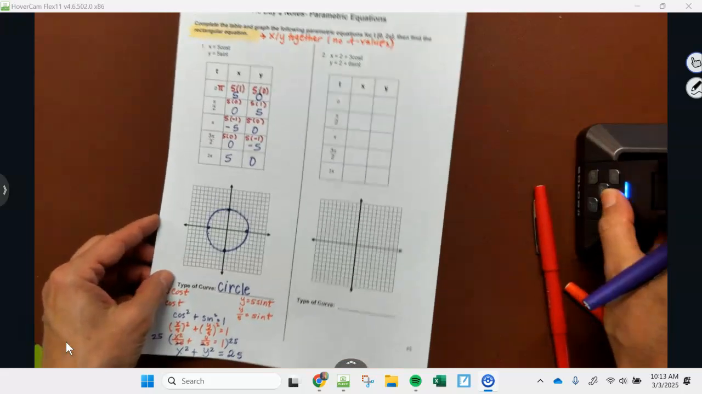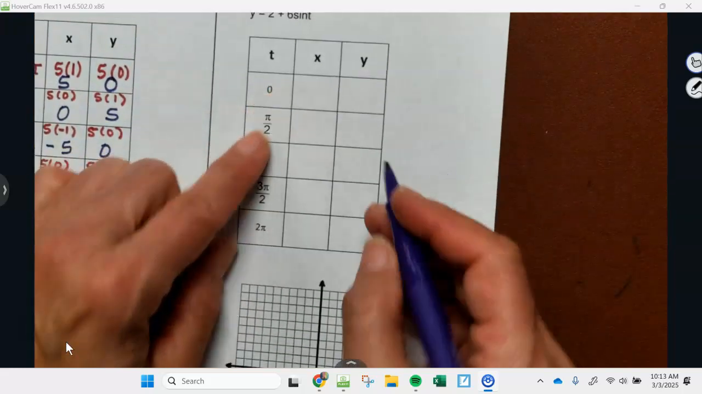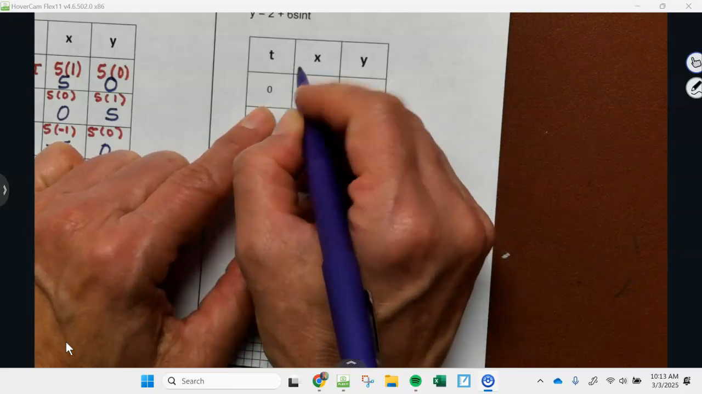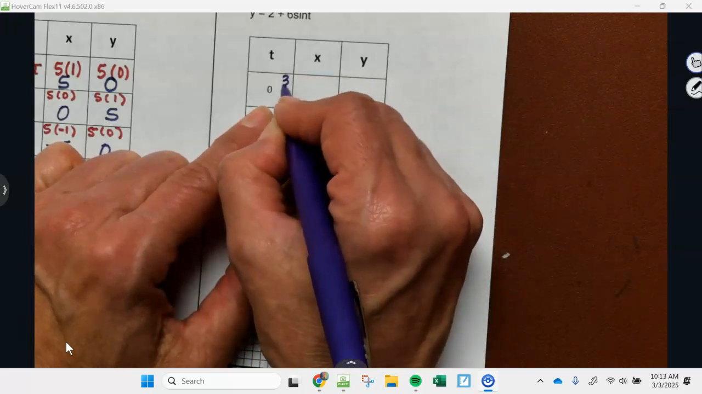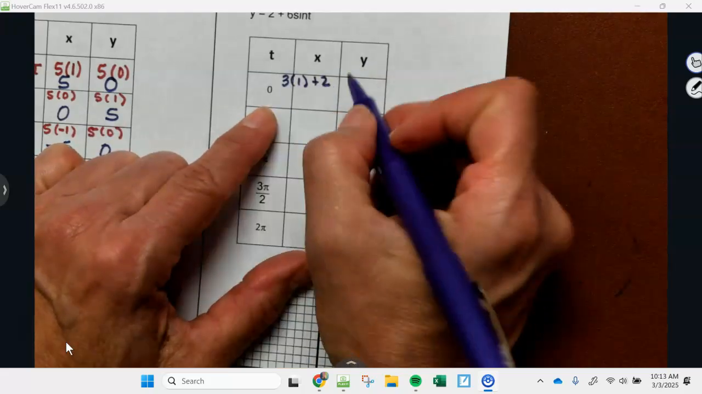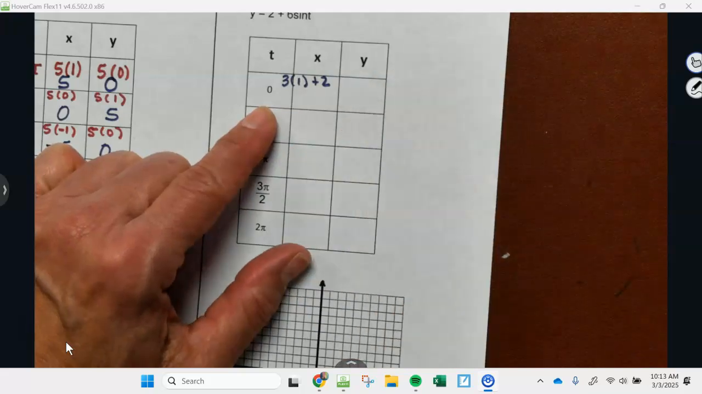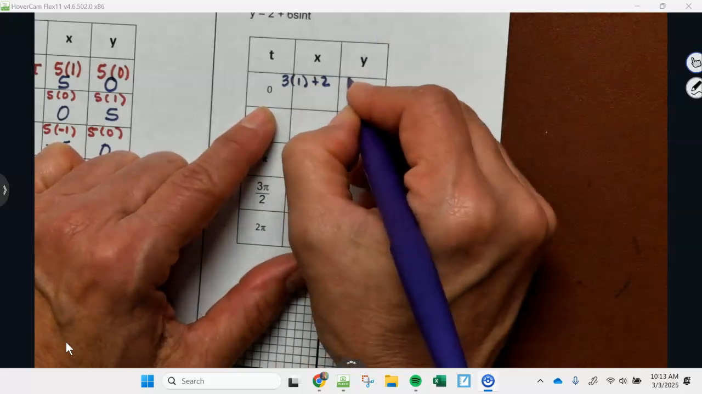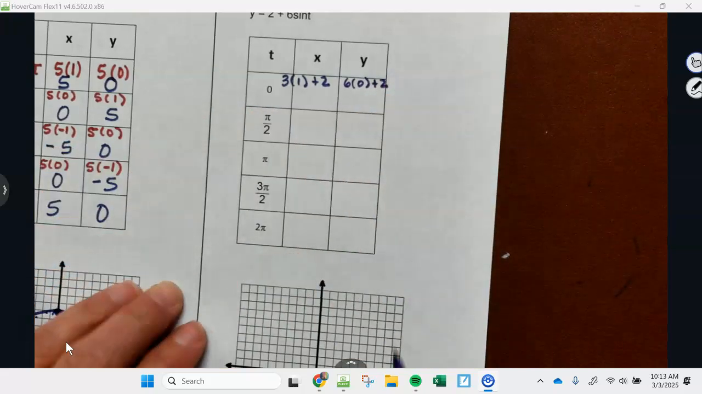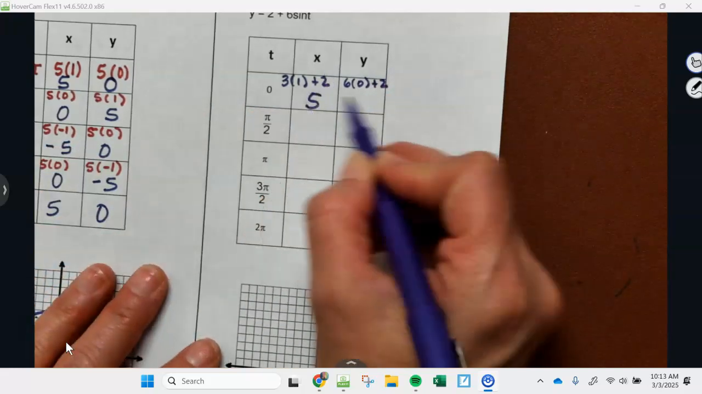All right, so let me just get started here. So the beginning of the unit circle, remember, that's where cosine equals 1. So that's going to be 3 times 1 plus 2. Remember, the sine value is 0, but it's multiplied by a different number. So this is 6 times 0 plus 2. So this turns into 5, 2.